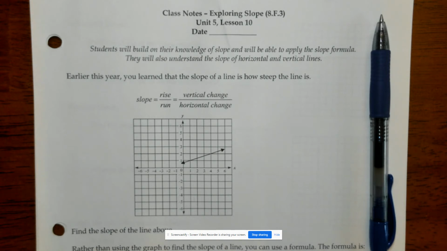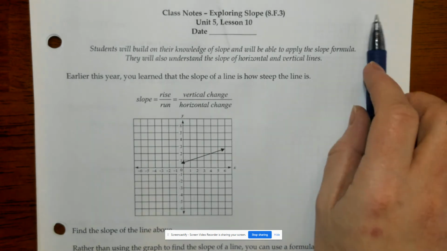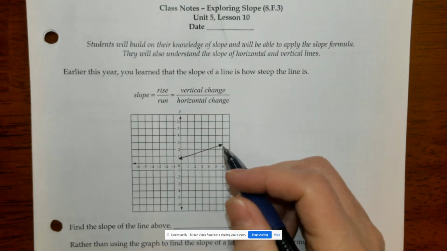So, normally when we talk about slope, we talk about rise over run. Rise being a vertical change and run being a horizontal change. Today, we are going to expand on that. First, anytime we want to find slope, we need 2 good points.